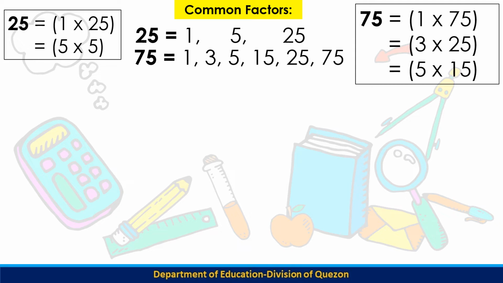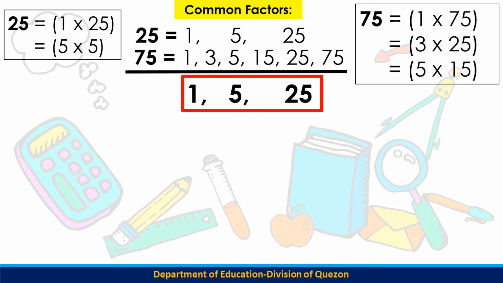Arrange the numbers from smallest to largest. So, 25 equals 1, 5, 25. Then 75: 1, 3, 5, 15, 25, and 75. Now, the question is, what are the common factors of these numbers? We have 5, 1, 5, and 25. So, the common factors here are 1, 5, 25.